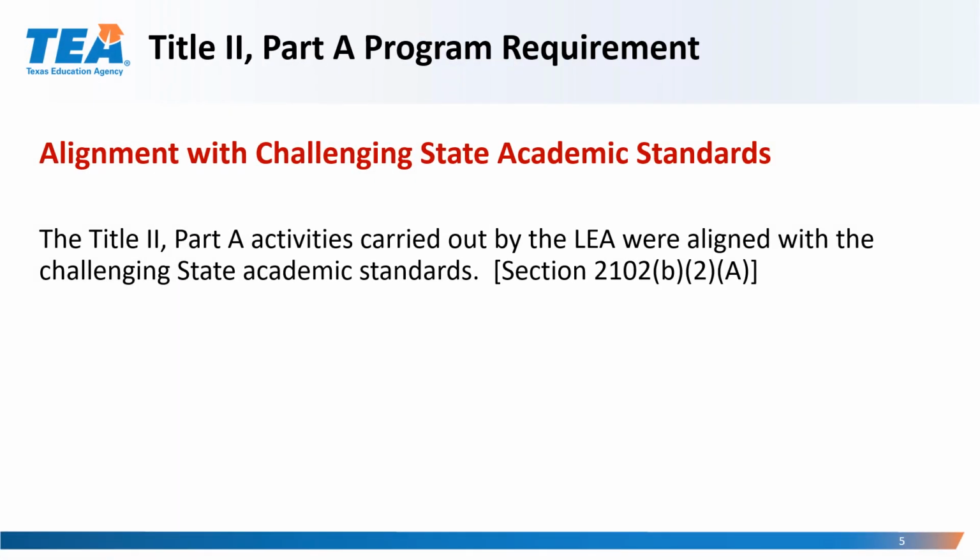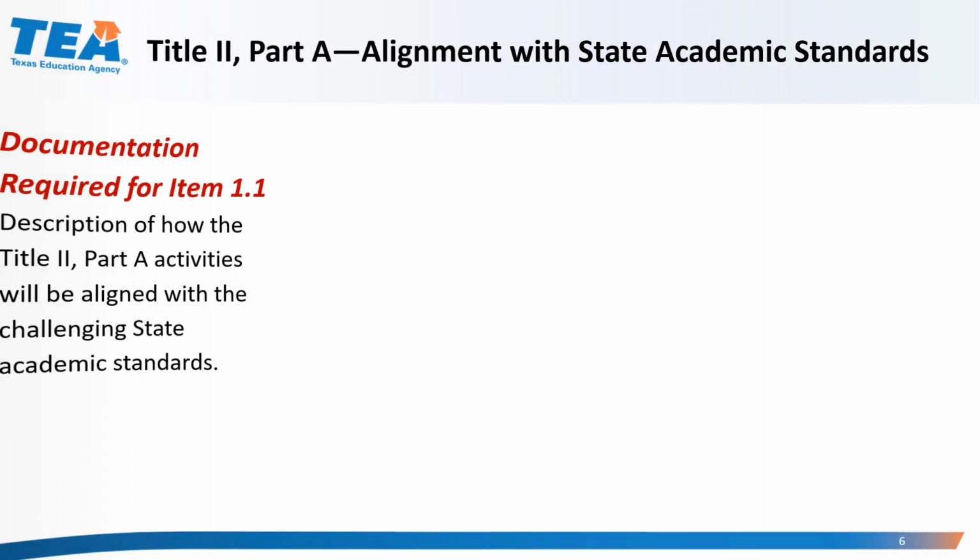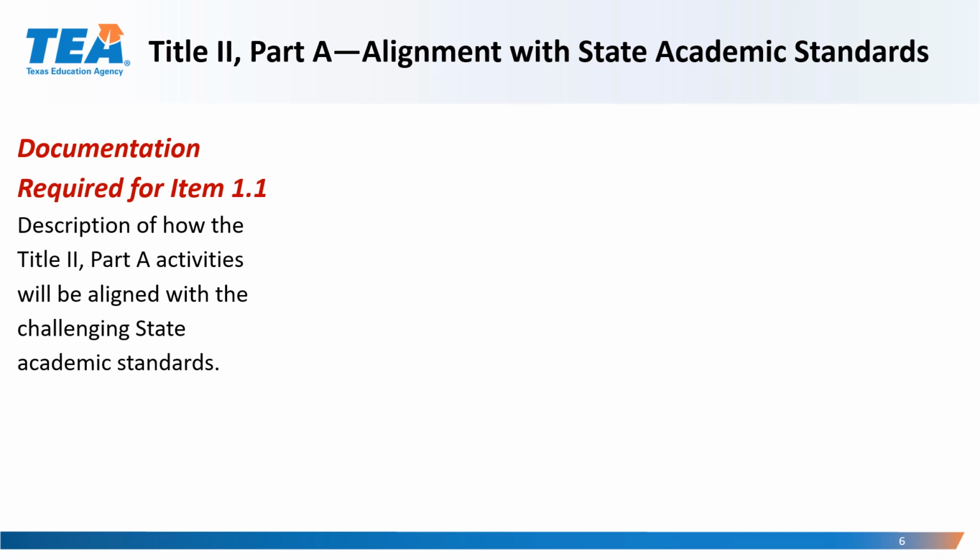Here we have the chosen program requirement for the upcoming monitoring process. The Title II Part A statute requires that Title II Part A activities carried out by the LEA be aligned with the challenging state academic standards. For this requirement, the LEA is required to submit documentation for item 1.1 that will be a description of how the activities will be aligned with the challenging state academic standards.